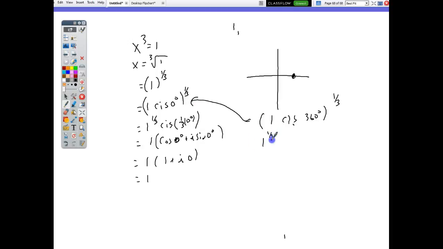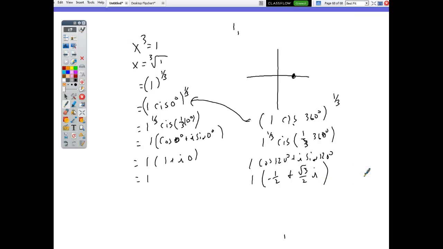I get 1 to the 1/3 cis 1/3 of 360 degrees. Agreed? So that would be 1 cosine of 120 degrees plus i sine of 120 degrees. Agreed? What's cosine of 120 degrees? Root 3 over 2? Negative because it's in the second quadrant. No, negative 1/2. You're right, thank you. This is the root 3 over 2 i. Agreed? And so my answer would be this: negative 1/2 plus root 3 over 2 i.